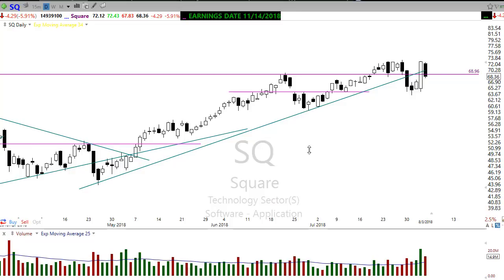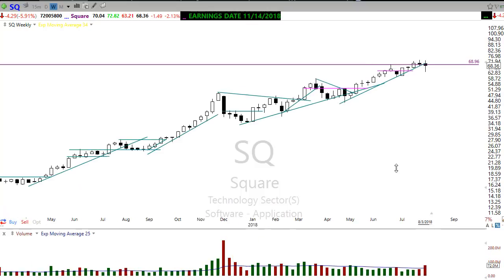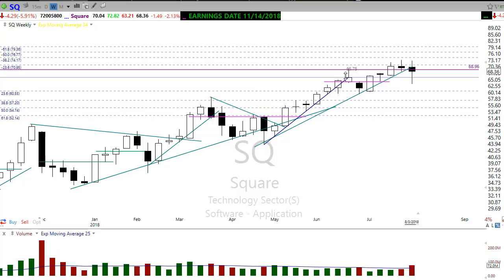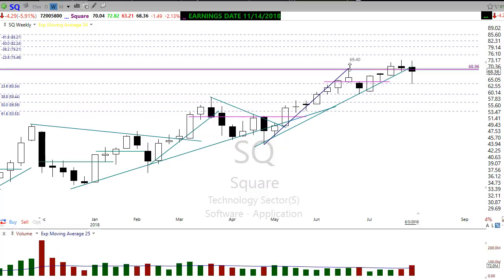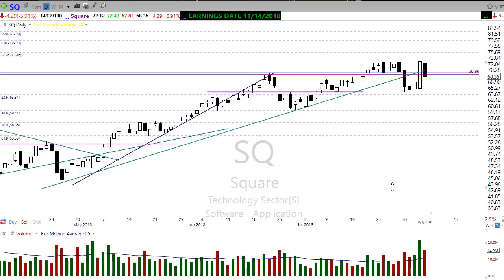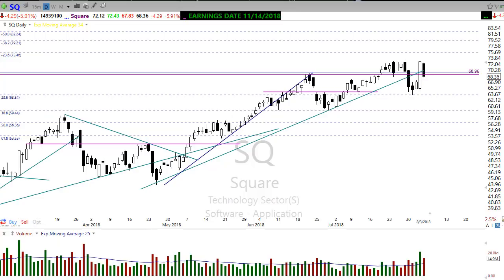Well, what I would probably do is go to a weekly chart here on SQ, and I would take my Fib drawing tool and mark the last swing low to the last swing high. Then if I go back to the daily, I have targets up here. And what I pointed out before is how well this worked in the chart before.